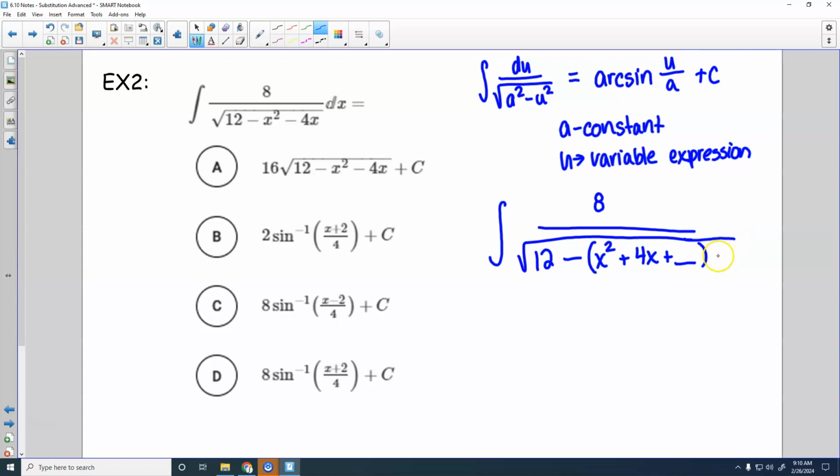But you can put a minus blank over here, because if I add a number and then subtract that same number, those cancel each other out. And whatever I started with is still equivalent there. So our goal is to have something like this. We want to have something squared, right? We want a number minus something squared here.